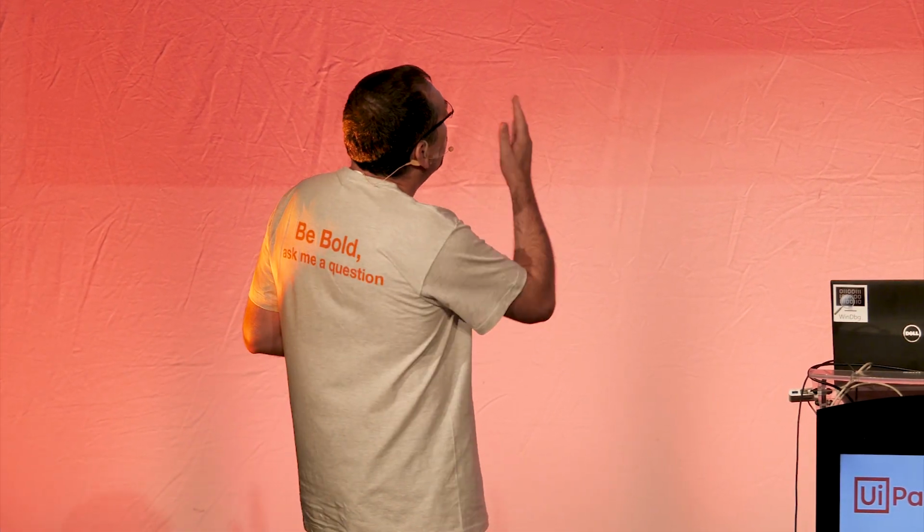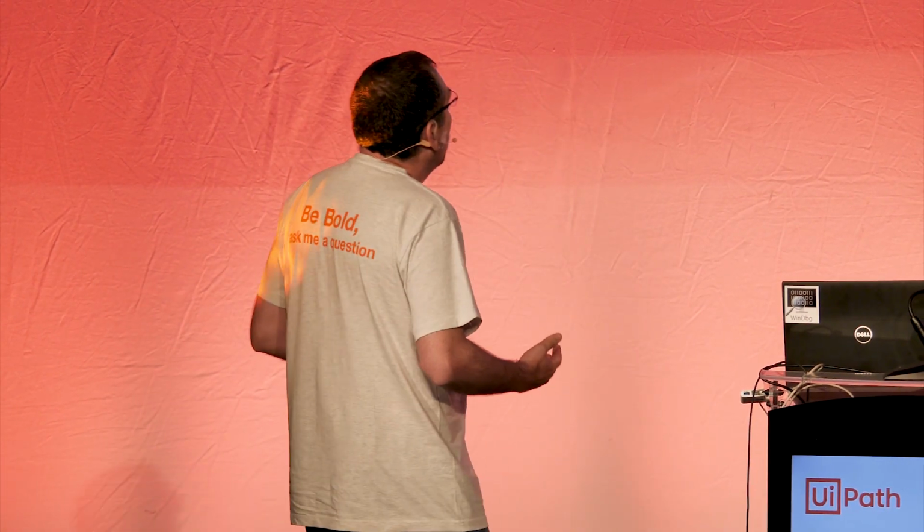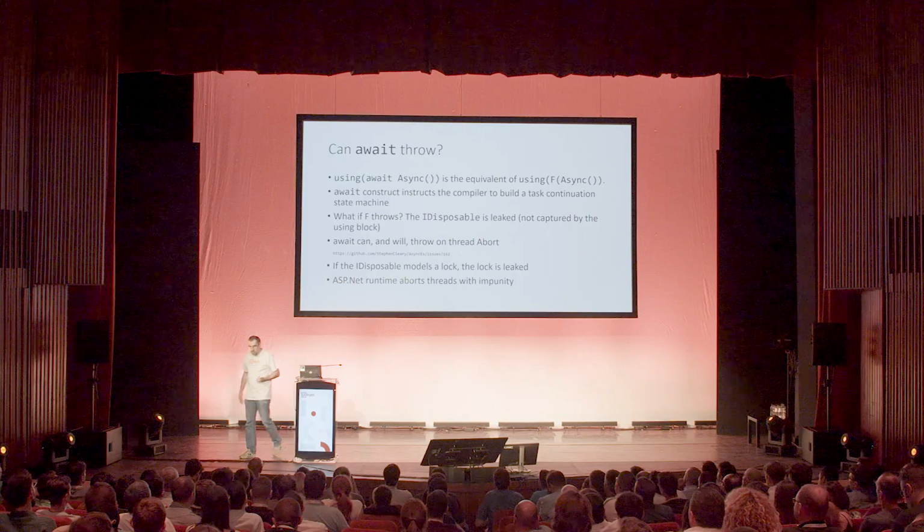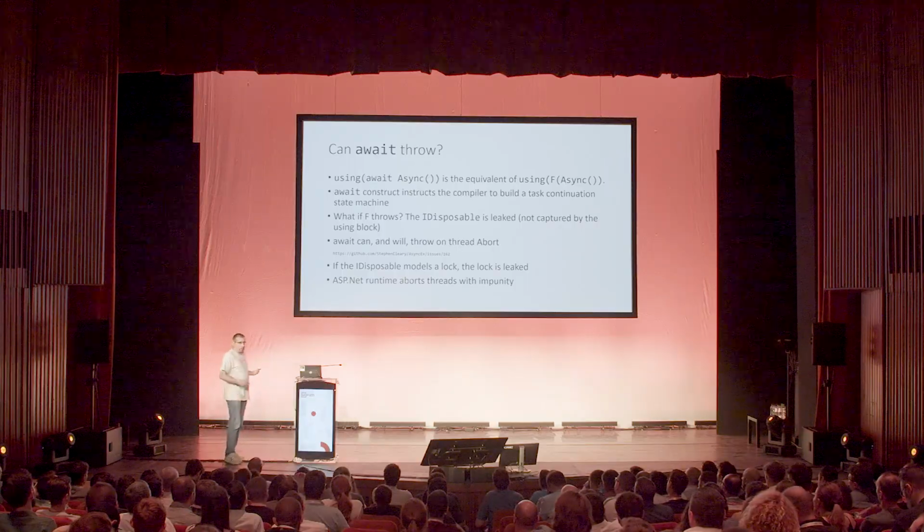Because await is actually code. The compiler generates code for it. So using await async is exactly the same thing as saying using F async, F a function which processes the return of the async result. What if F throws? What if the await throws? Because it's the same thing. The code generated by await, can it throw? Well, nobody says no. And it does throw, and actually it throws on thread abort. And our friendly HTTP runtime and ASP.NET runtimes abort threads with impunity.